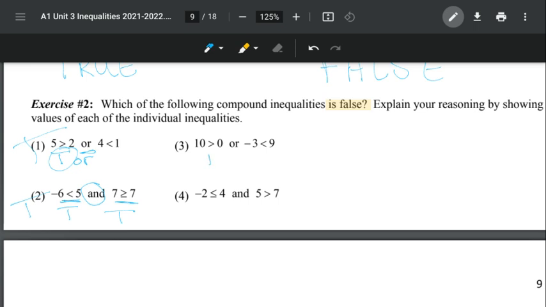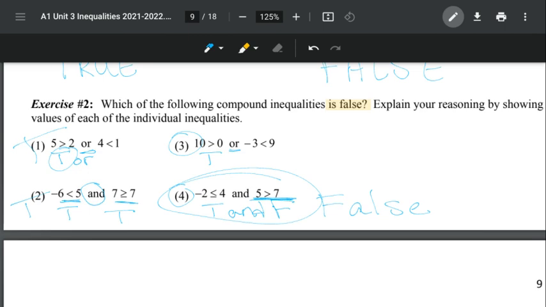Number 3. 10 is bigger than 0. It's an or statement, so that whole thing is true. Hopefully this one will be false. 4 is bigger than or equal to -2, and alligator mouth bites the 5. That is false. So number 4 is false. This is your answer.